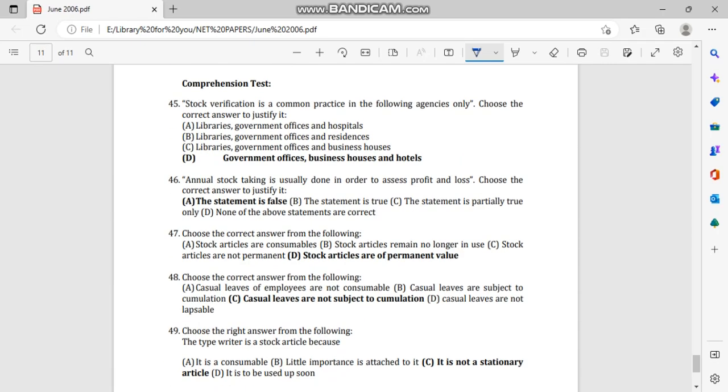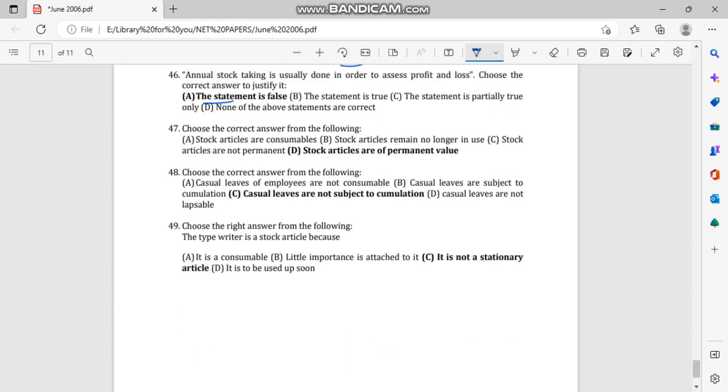Stock verification is a common practice in the following agencies only. Choose the correct answer: government offices, business houses, and hotels. Annual stock taking is usually done in order to assess profit and loss. Choose the correct answer. That is, the statement is false. Choose the correct answer from the following. Stock articles are of permanent value. Correct answer is casual leaves are not subject to cumulation. Choose the right answer from the following. The typewriter is a stock article because it is not a stationary article.